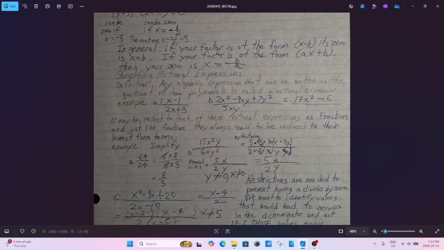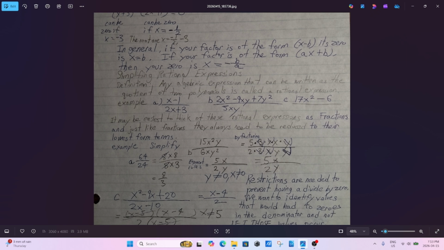B, 15x squared y divided by 6xy squared equals 5 over 2 and x over y. So y can't be 0 and x can't be 0. And the way you do it is you can use the exponent rule.